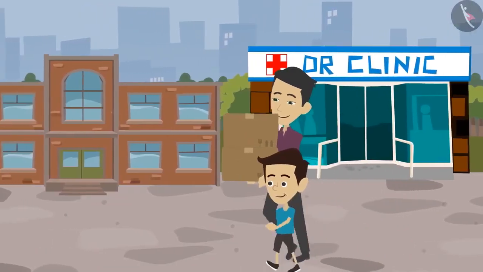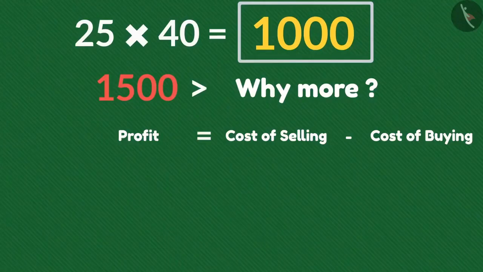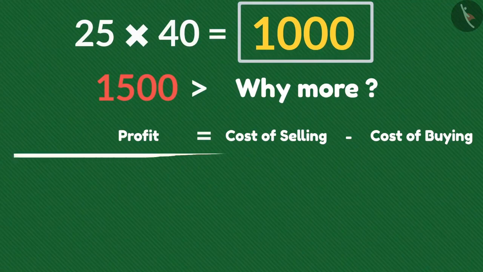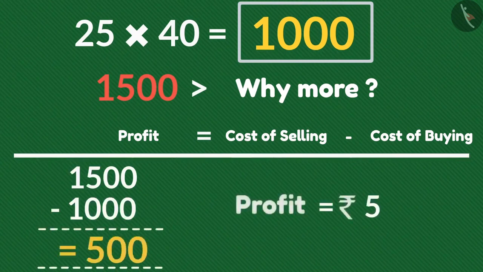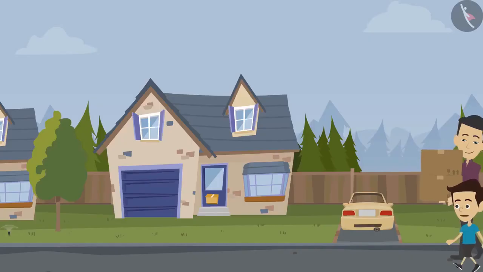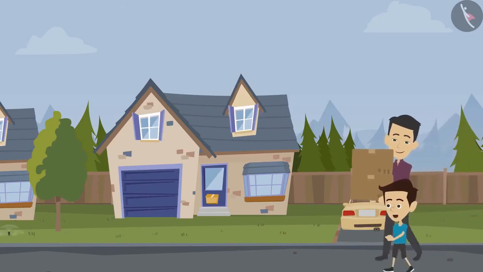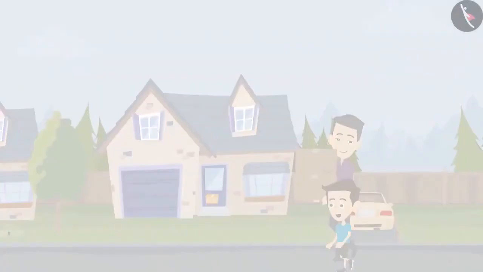Yes, son. This is the profit. When we buy an item at a lesser price and sell it at a higher price, then we will get a profit. If we sell the books costing 1000 rupees for 1500 rupees, then our profit is rupees 500. Oh, wow, Dad. This is very interesting.